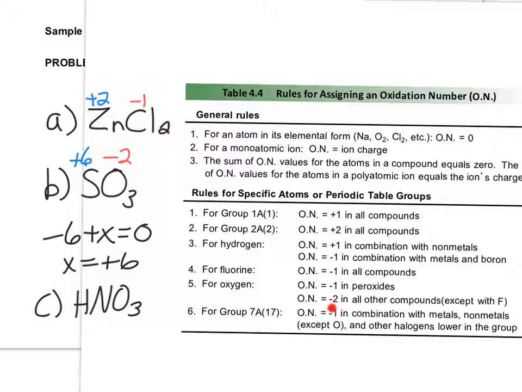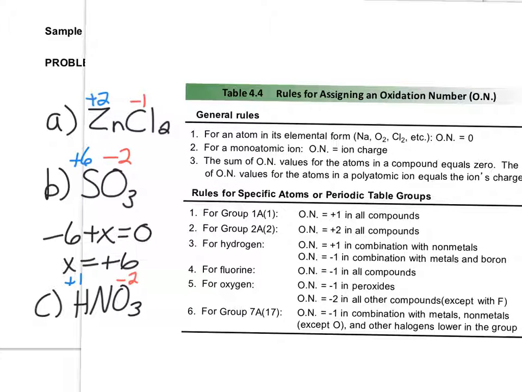So for oxygen, it's going to be -2, right, because this is not peroxide and this is not fluorine. So let me put my -2 above oxygen. All right, and then for hydrogen, it says that my rule is +1 in combination with nonmetals and -1 in combination with metals. Nitrogen and oxygen, neither one of those things are metals. So it must have to be +1. So let me put a +1 up there.